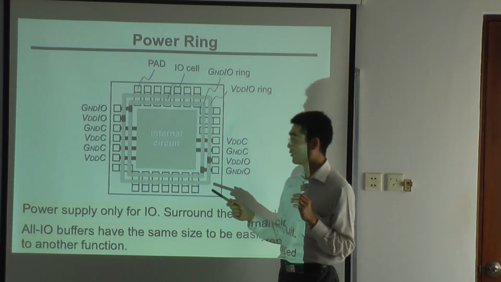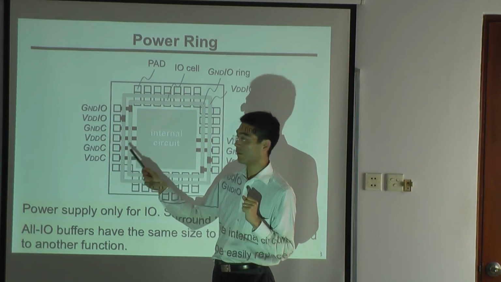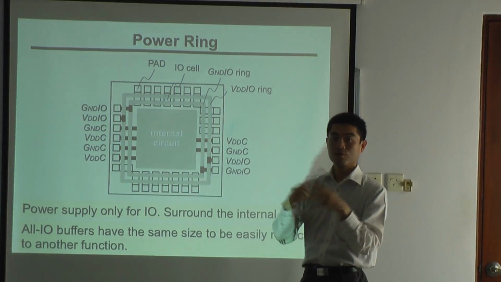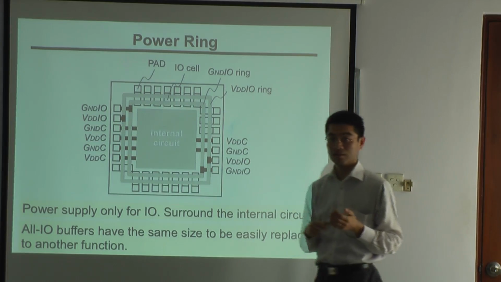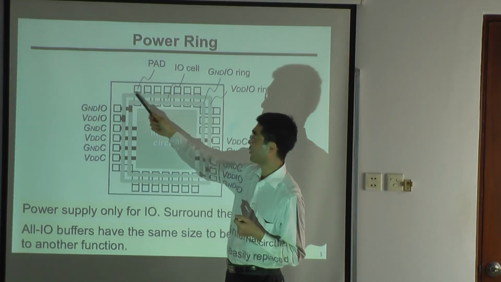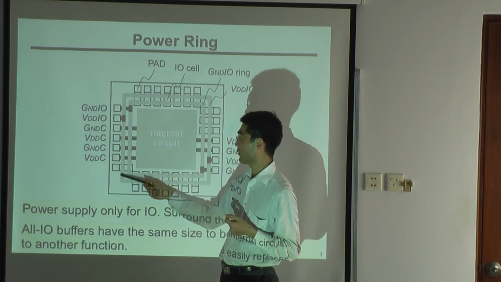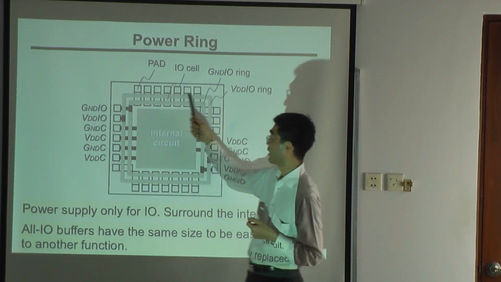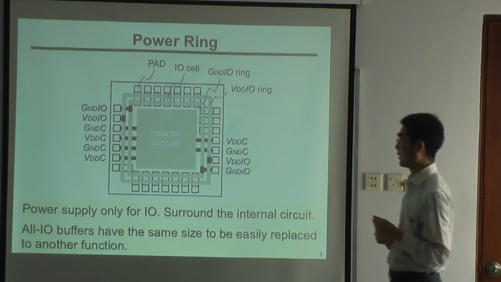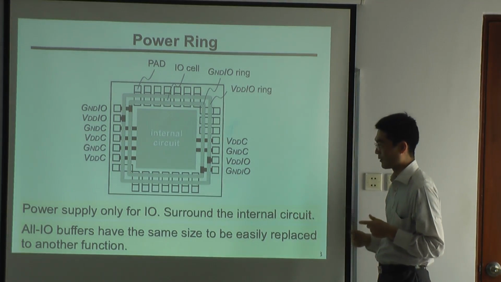So we want to divide the power line for I/O and the power line for the internal circuit, in order to avoid crosstalk between the I/O and the internal circuit. So like this, we often use an I/O power ring. And this is the ring for power VDD for I/O and ground for I/O. So it is a power supply only for I/O, surrounding the internal circuit.